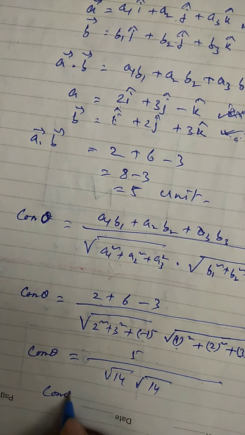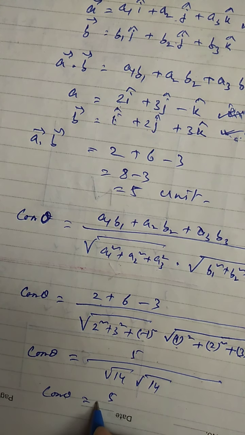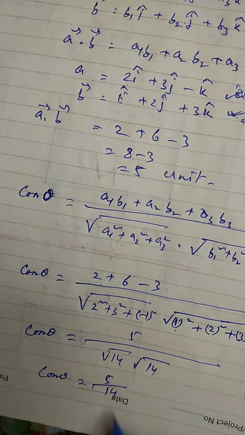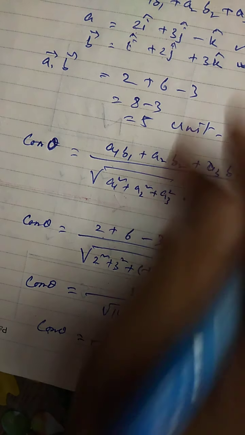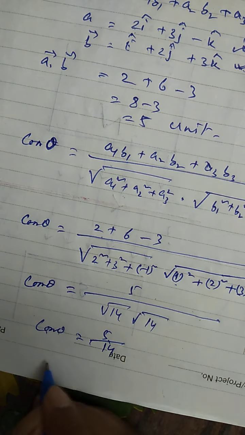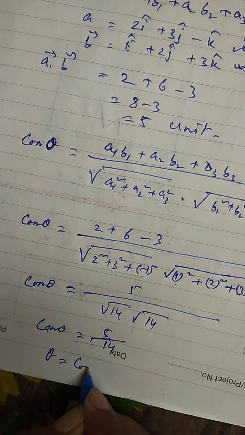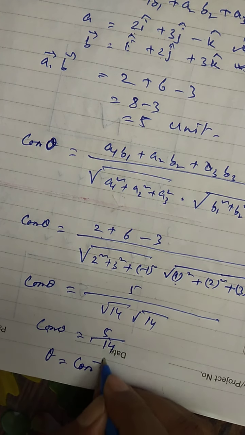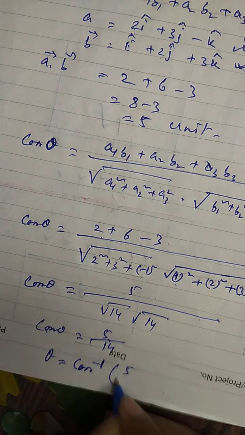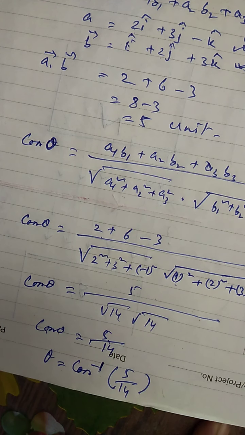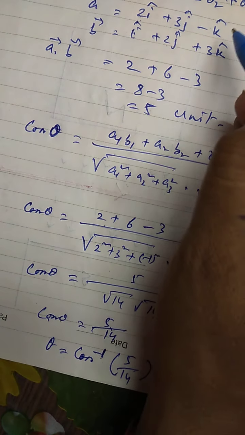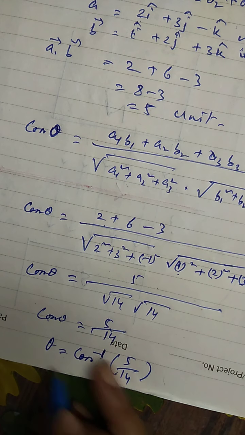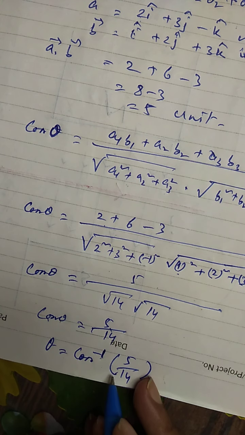So your cos theta is equal to 5 by root 14 into root 14, that is 14. So cos theta is equal to 5 by 14, therefore you need to find the angle. So the angle theta is equal to cos inverse 5 by 14. So if the angle between these two vectors is asked, you will write the angle is cos inverse 5 by 14. Okay.